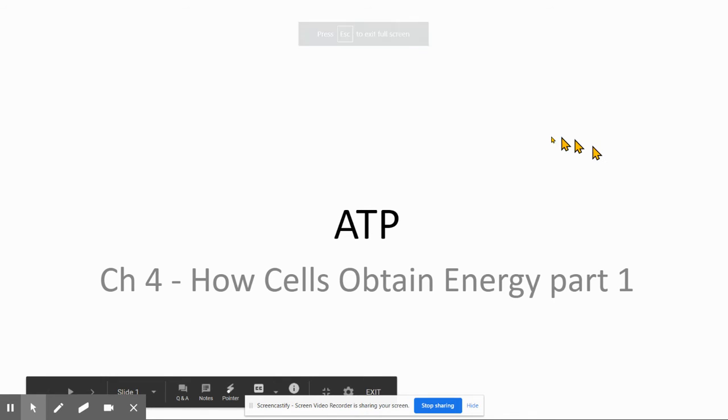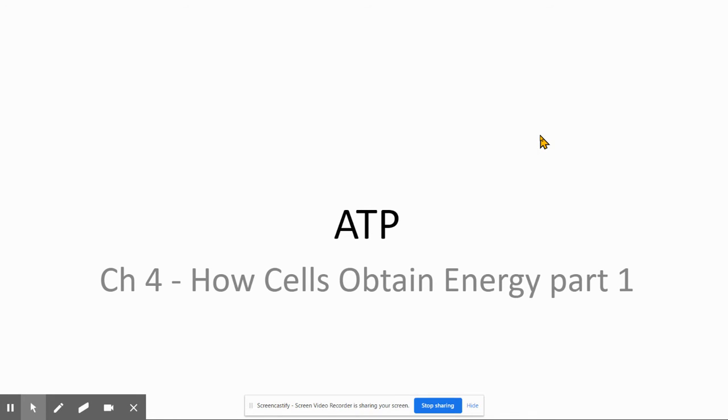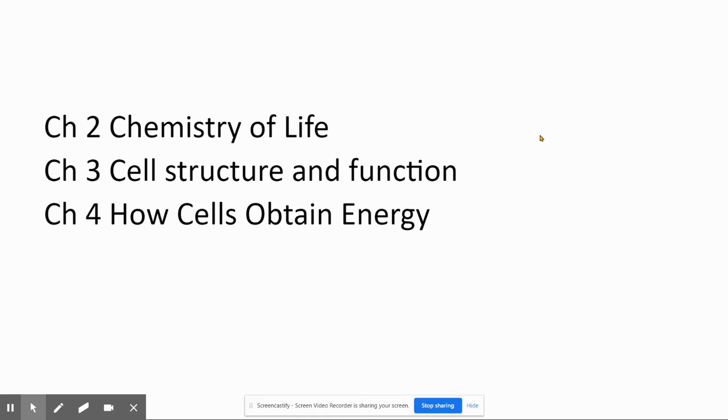Hi, this is Dr. Fry, and this is going to be a lecture on ATP. So, first, I'm just going to review what we have done so far. In chemistry of life, we really talked about water and the properties of water, and how water is polar, which gives it certain properties. It makes it a good solvent, and it can't move through the plasma membrane because it's polar.